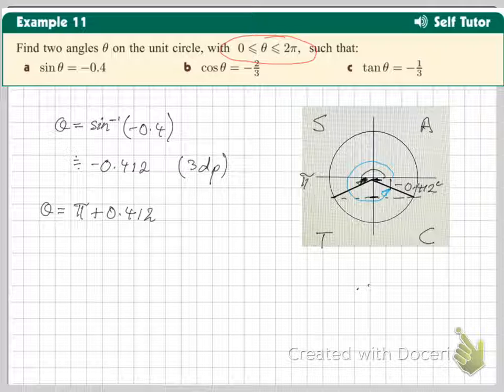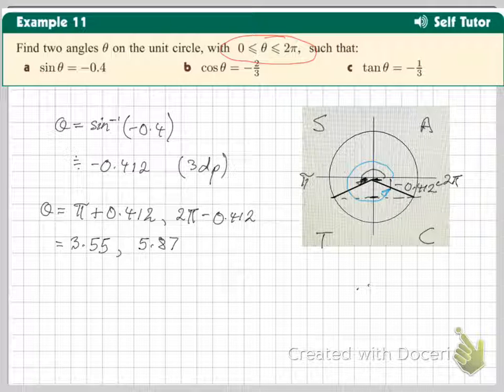And then the other angle, the blue one I've marked, we know that it's 2 pi in a full circle, 2 pi all the way around to there. Subtract the minus 0.412 gives us that angle, the blue angle we want. So theta is also equal to 2 pi minus 0.412. That gives us the two angles 3.55 and 5.87.